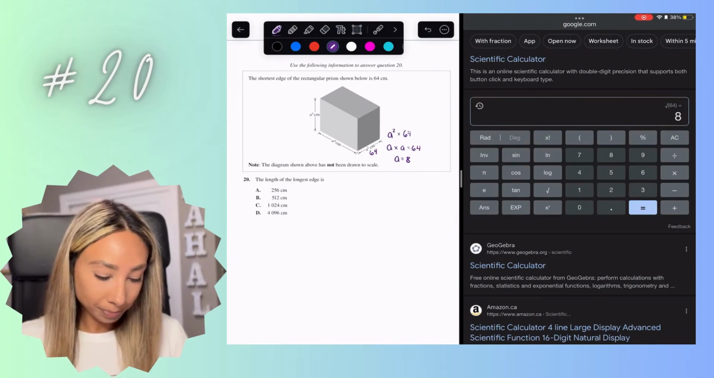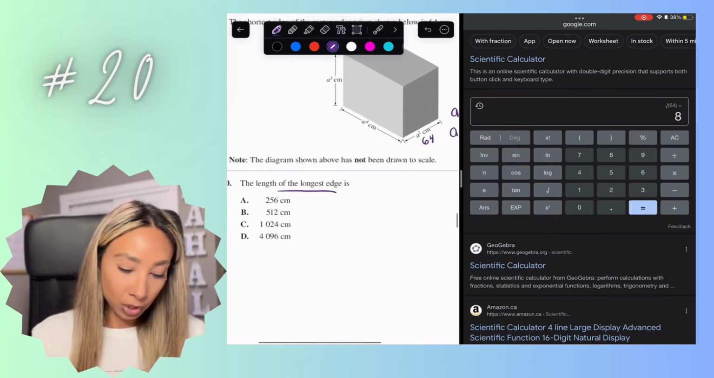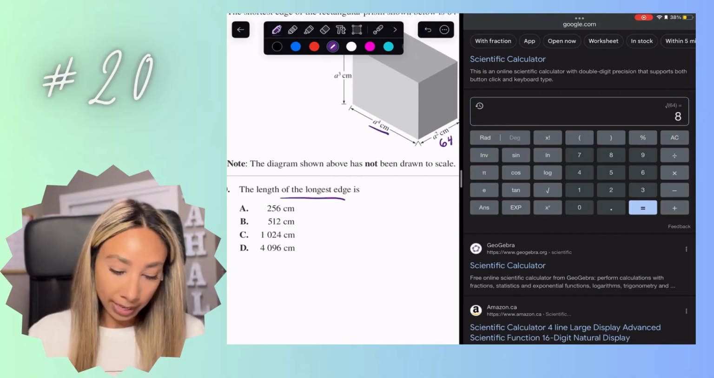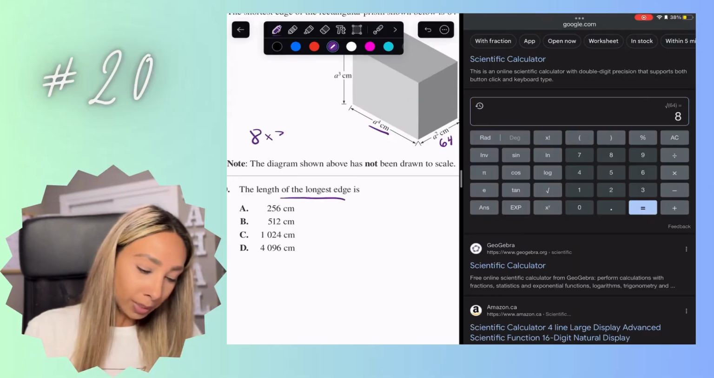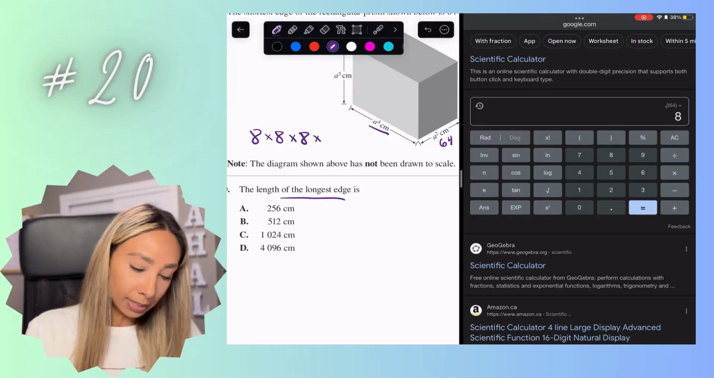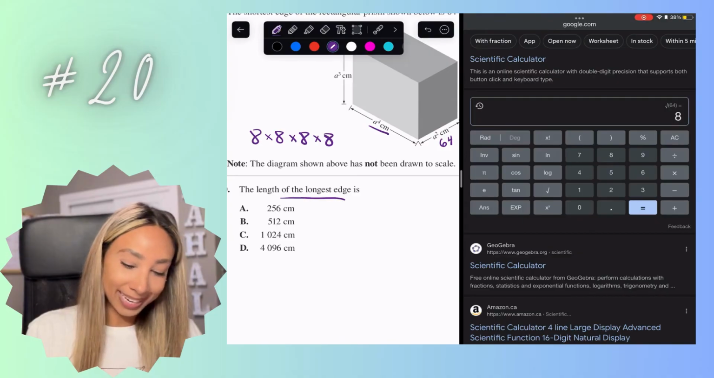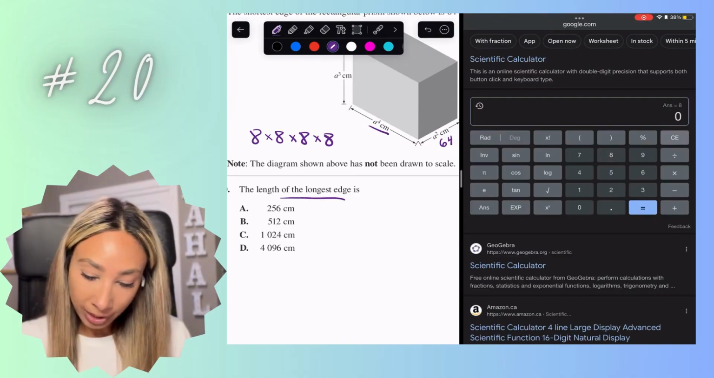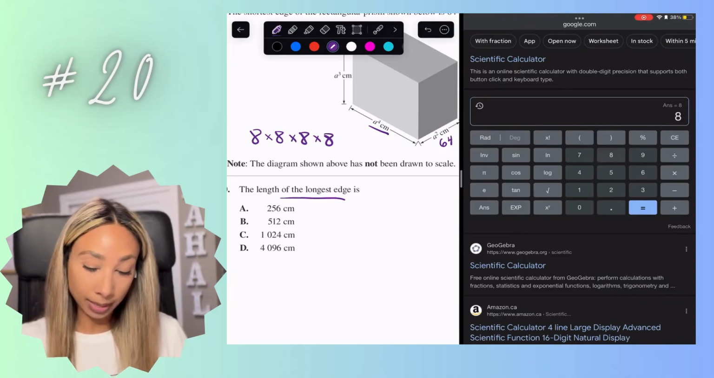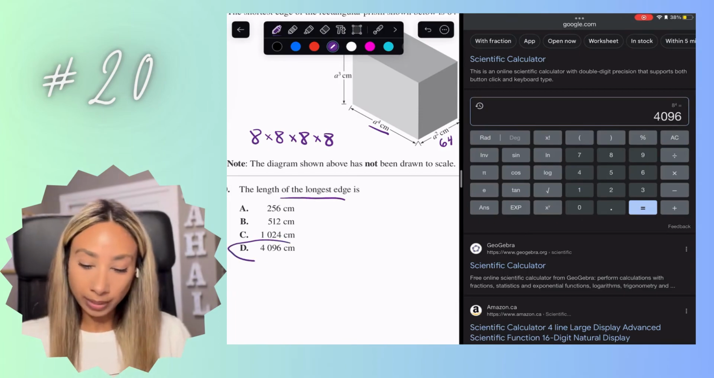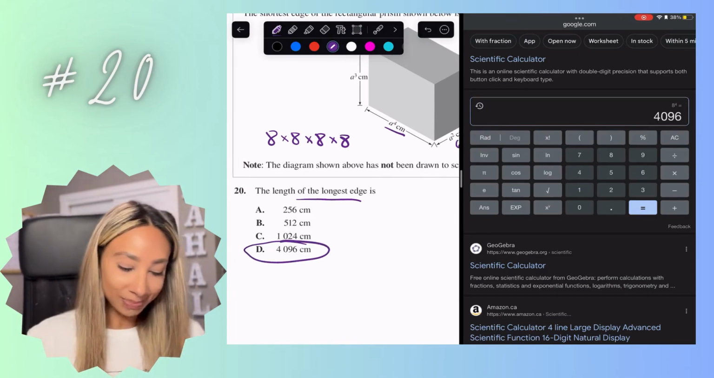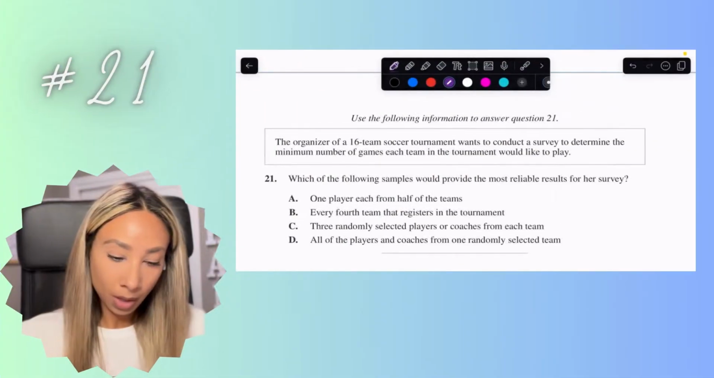Now, our job is to figure out the length of the longest edge. So here's our longest edge, and it's made up of A to the power of 4, which really means we're saying 8 times 8 times 8 times 8. So I actually can pop that in here because that wouldn't be a number I would say that they would expect you to know. So 8 to the power of 4, we can calculate that. That's going to get me to answer D. So there's our answer for this question.